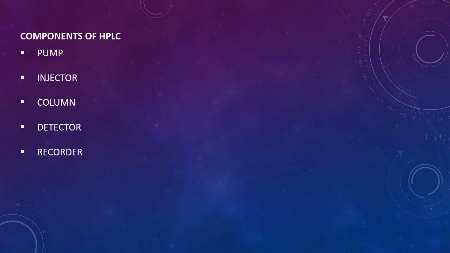The last one is the recorder. The signals are collected, processed and stored, and are represented as various chromatographic data. An integrated response of the detector is converted into a chromatogram, which is easy to read and interpret.